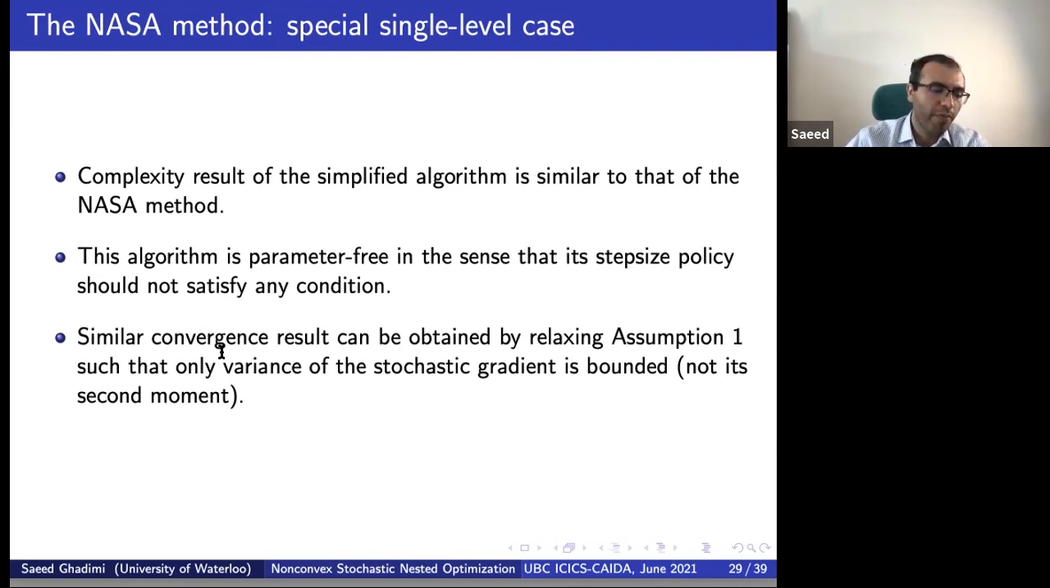However, if you make a weaker assumption, and instead of assuming that the second moment of the stochastic gradient is bounded, you assume that only the variance is bounded, we still get the same complexity bound, but the choice of beta depends on the problem parameters.